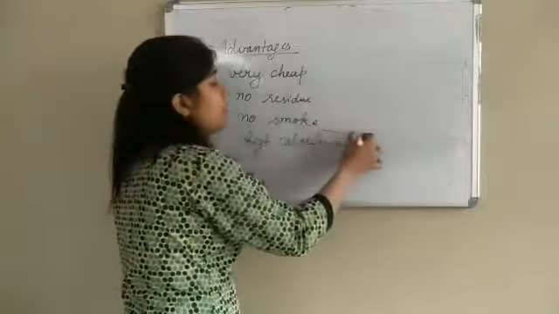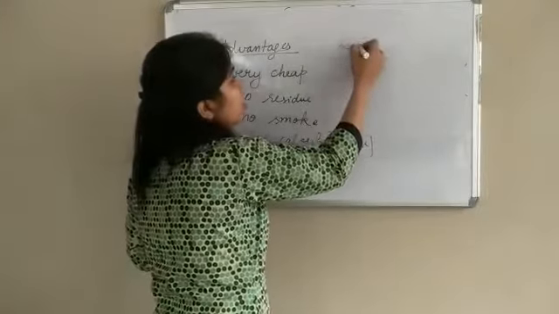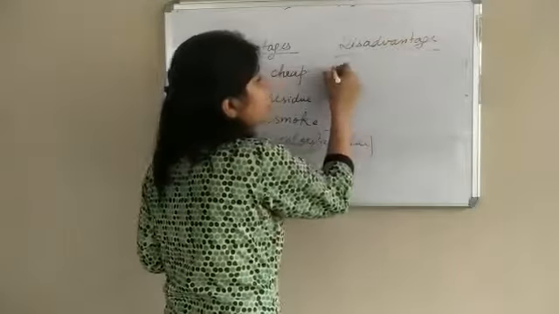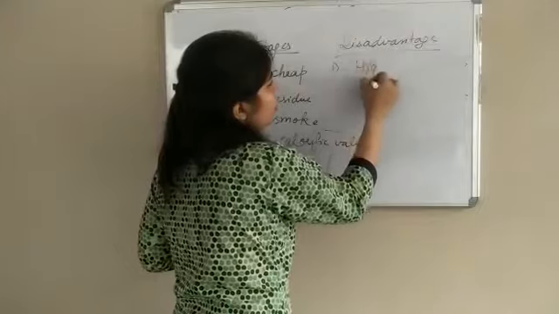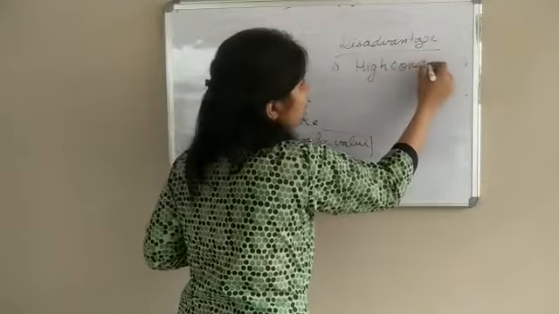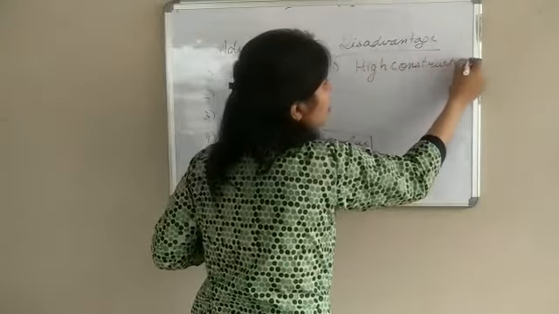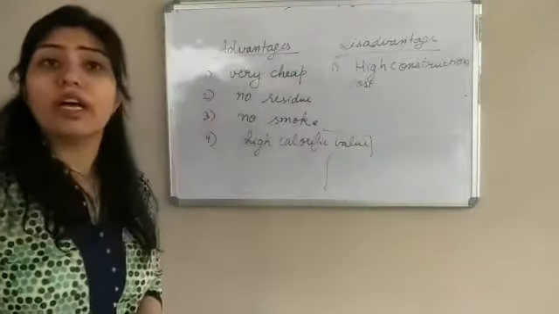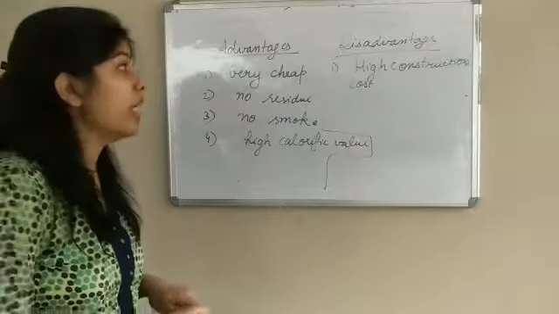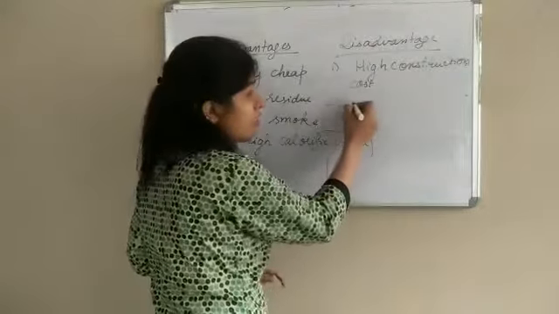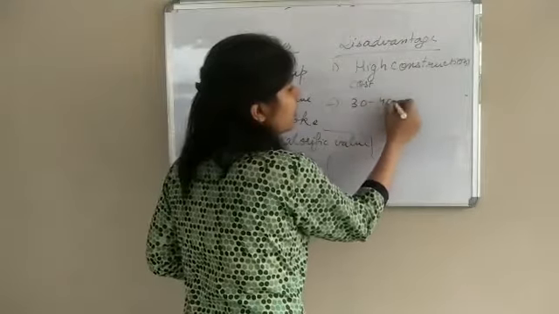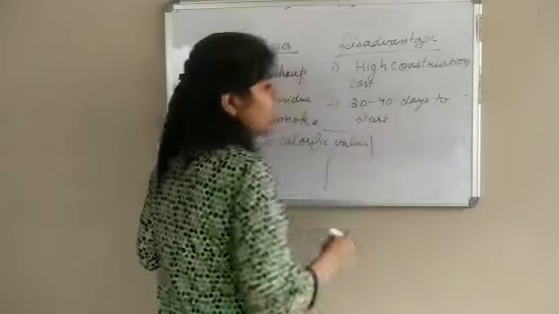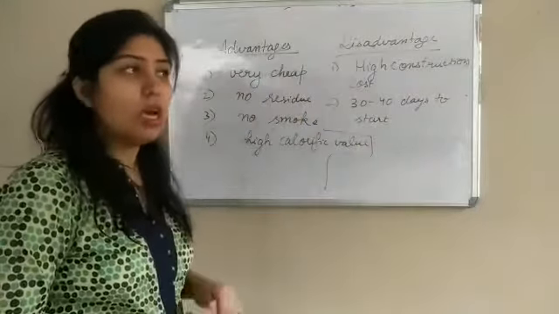Now, what are the disadvantages of using it? It has hardly any disadvantage, but the only disadvantage is that it has a high construction cost because everything is to be built under the ground. So it has high construction cost, right? A large amount of waste material is required, and moreover, it takes 30 to 40 days to start. But once it is started, you can use it anytime, endlessly.